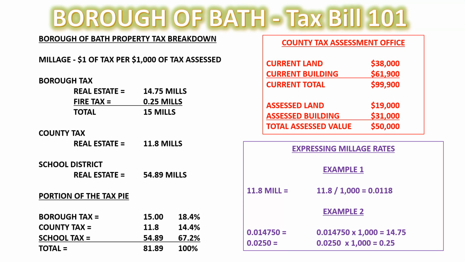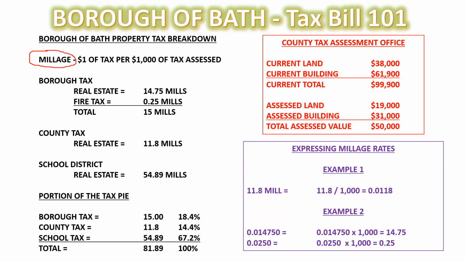So the first thing we're going to go over, on the left-hand side of the screen, is the Borough of Bath property tax breakdown. I have here just a real brief millage definition, okay? So the millage rate is $1 of tax per $1,000 of assessed value on a property.